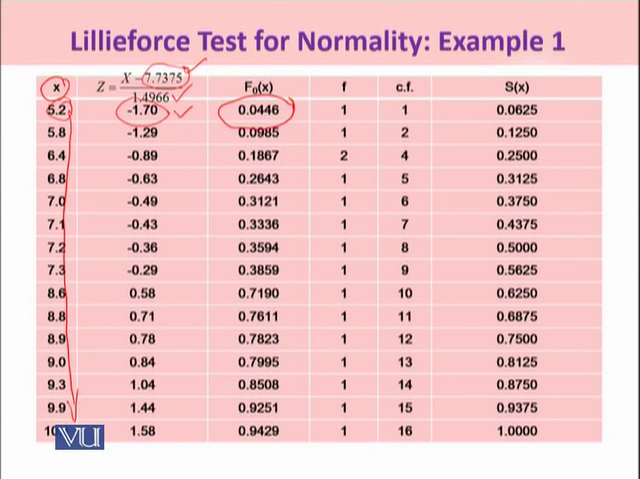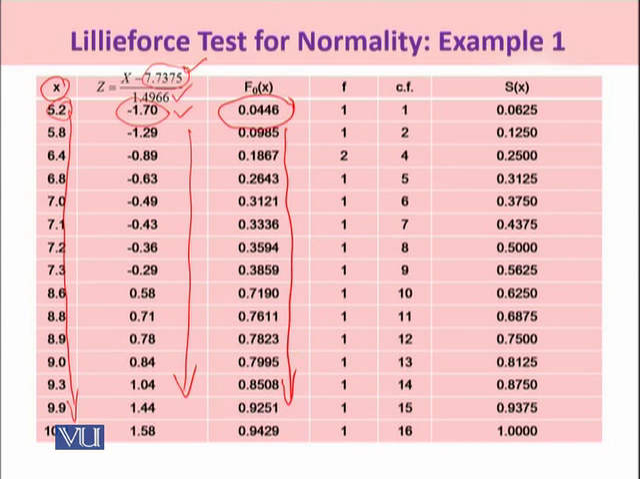Similarly, you will be calculating all the values of z. You will locate them in the standard normal table from 0 to z. After subtracting from 0.5 area, you will get the desired cumulative functions, the standardized cumulative functions.